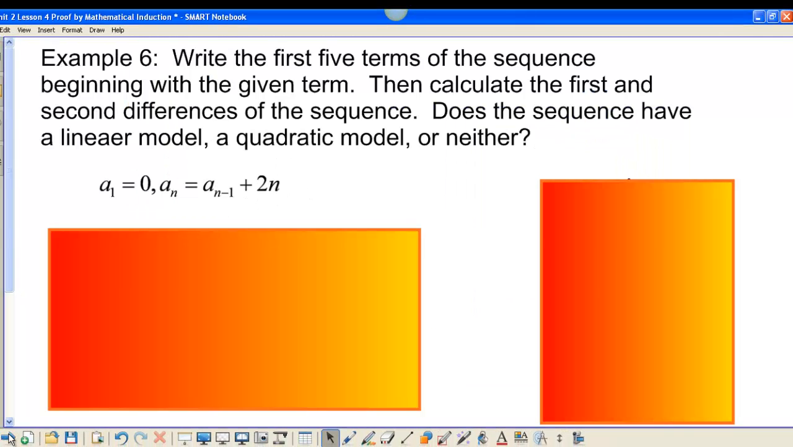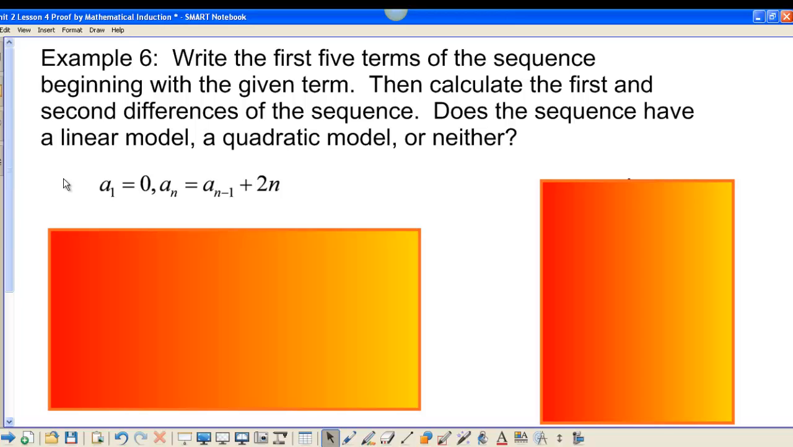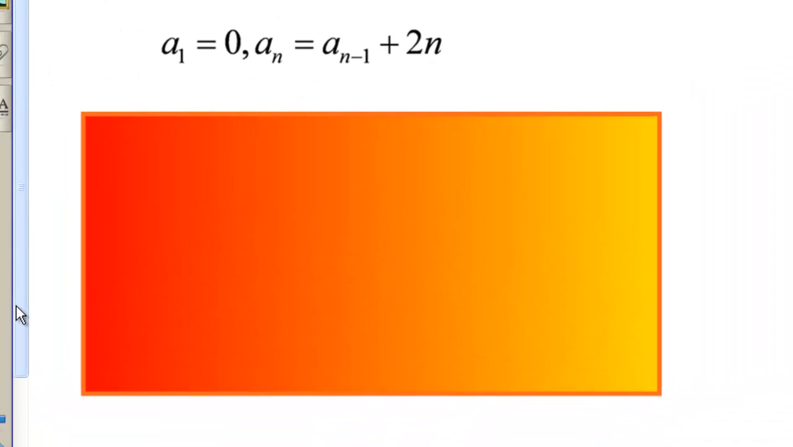So for example 6, we're going to write the first 5 terms of the sequence beginning with the given term, and we're going to calculate the first and second differences of the sequence. Does the sequence have a linear model? Ooh, I misspelled that, so pardon me on that. So does it have a linear model, a quadratic model, or neither? All right, so let's get the first 5 terms first.